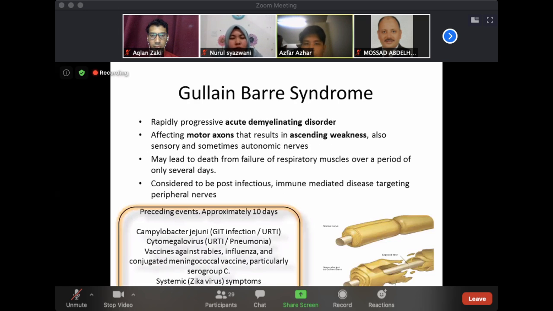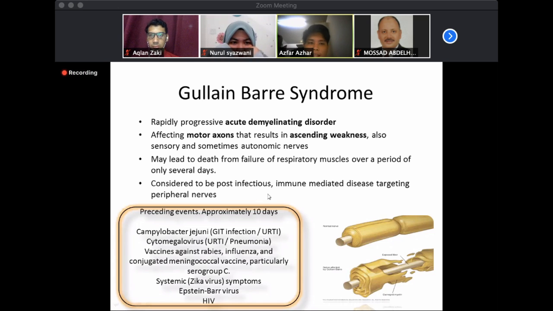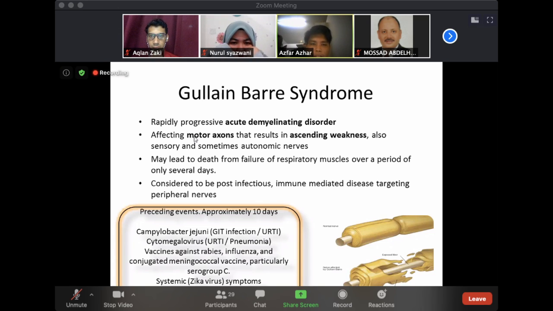Now we go to Guillain-Barré syndrome. Guillain-Barré syndrome is a rapidly progressive acute demyelinating disorder affecting motor axons that results in ascending weakness. This is the pathognomonic ascending weakness, also affecting sensory and sometimes autonomic nerves. It may lead to death from respiratory muscle failure over a period of only several days.